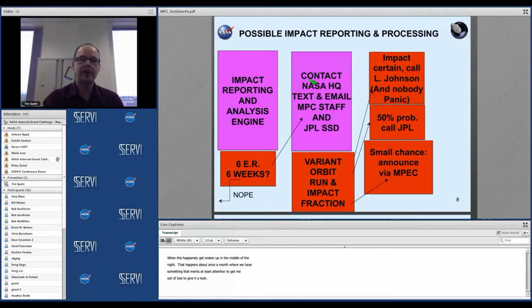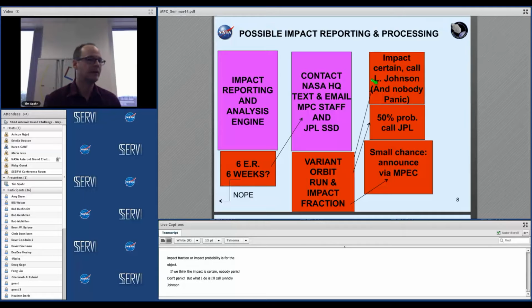Now, once that has happened, usually Gareth Williams, the Associate Director of the Minor Planet Center, is up and cranking away on the object as well. We run some variant orbits, and we compute the fraction of those orbits that impact. So this is an uncertainty calculation that does the best guess at determining what we think the impact fraction or impact probability is for the object. If we think the impact is certain, nobody panic, don't panic. But what I do is I will call Lindley Johnson at NASA headquarters and make sure he knows what's going on.